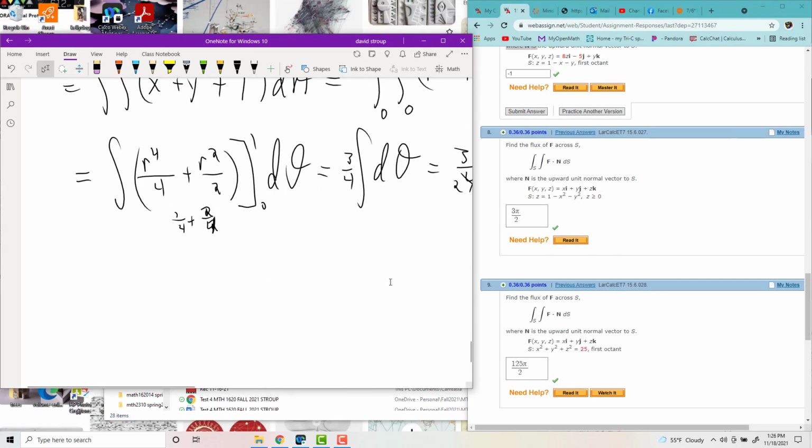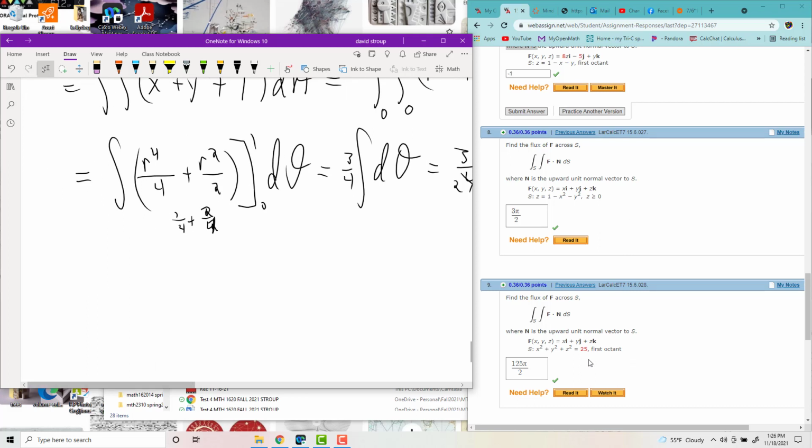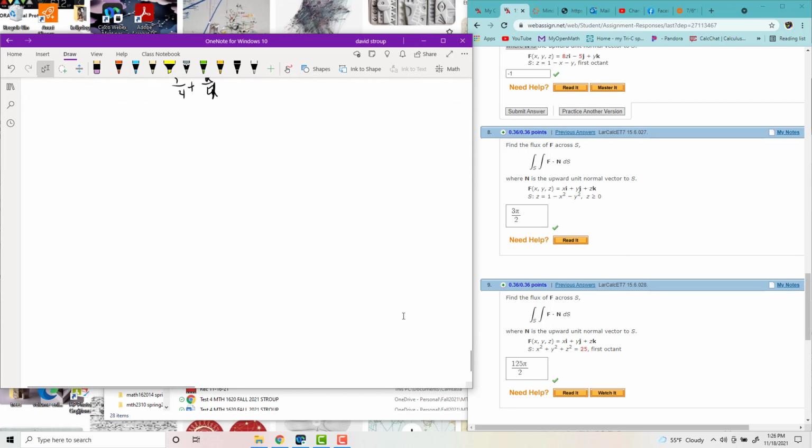All right. So once you get the setup and you get a little practice doing these, it's no big deal. It's just setting them up correctly, and you have a bit of integration to do. Okay, let's see what's next.